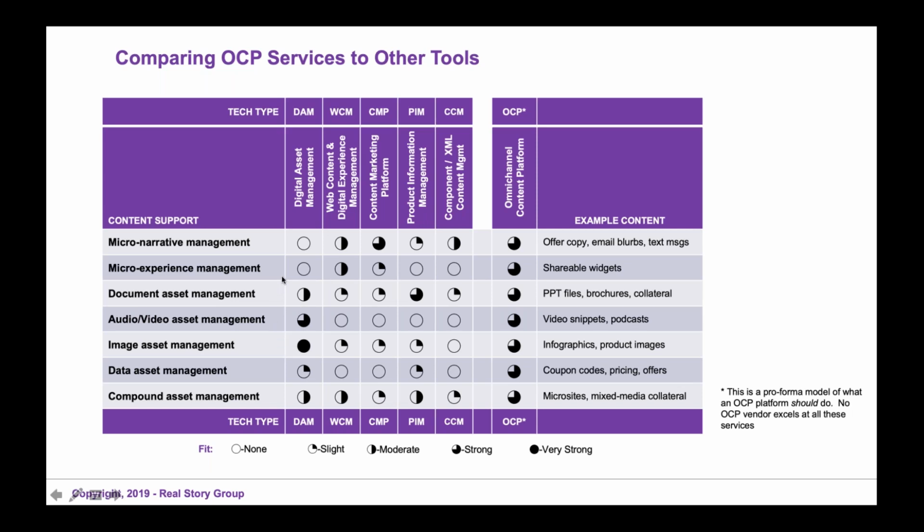Historically, the problem with DAMs is that they're not very good at micro experience and micro narrative management, not always good at data asset management. And so they limit the sorts of content that they're going to support. Web content management systems often have the opposite problem. They can support some micro narrative, potentially micro experience management, but historically not very good at asset management. And asset management is obviously really critical to omnichannel.